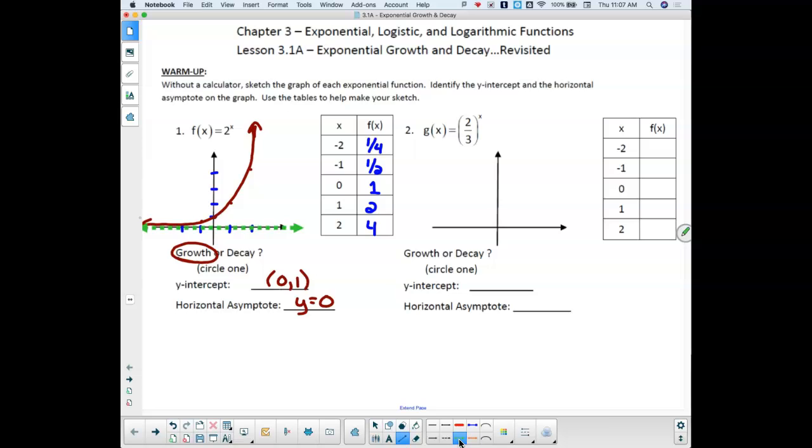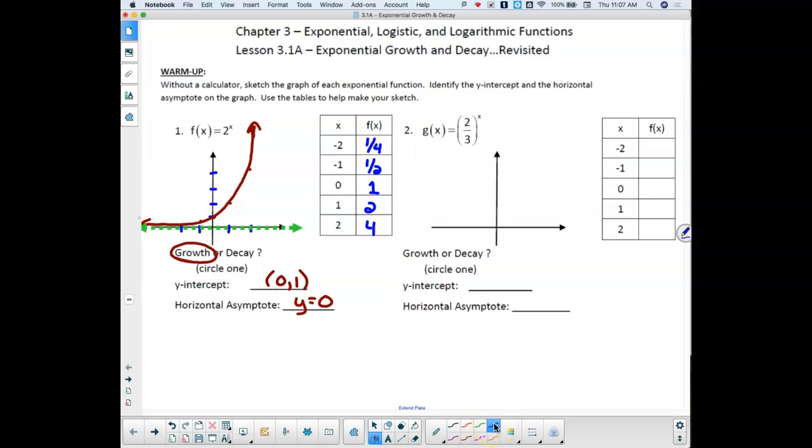Love it. Second warm-up problem. 2/3 to the x power. Now if I plug in -2, I would get 9/4. If I plug in -1, I'd get 3/2. If I plug in 0, I'd get 1. If I plug in 1, I'd get 2/3. And if I plug in 2, I'd get 4/9.